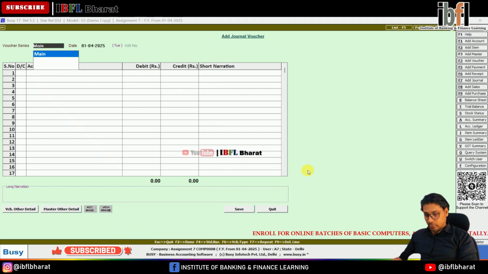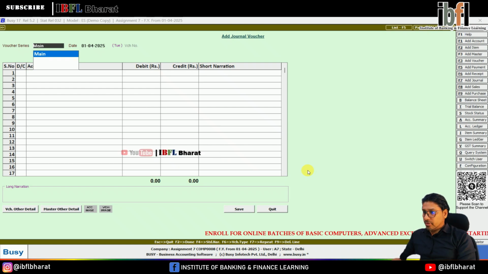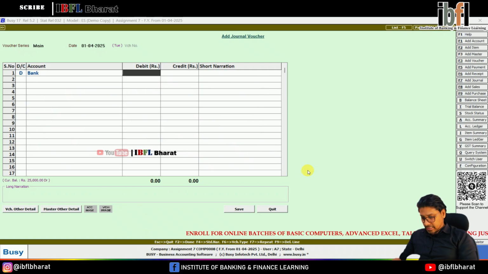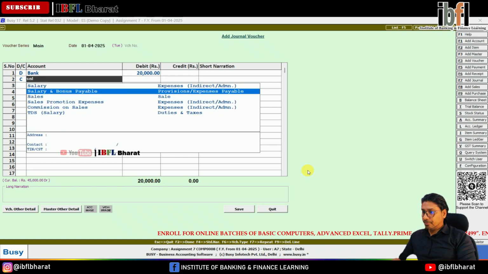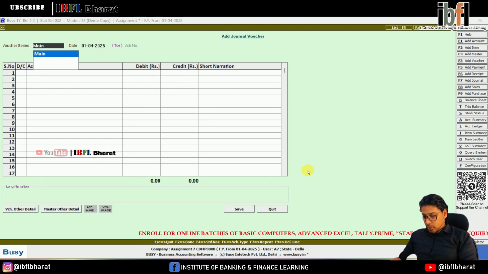Next entry will be June 1st. Sold goods by check and deposited in bank. We are making sales of goods by check, and we are taking bank because the check is already sent to bank for clearing. So we will make the entry in bank. Amount of sales is 20,000 rupees, and in credit we are taking sales as a ledger here. Save.